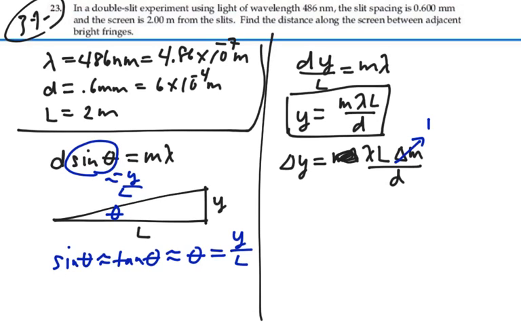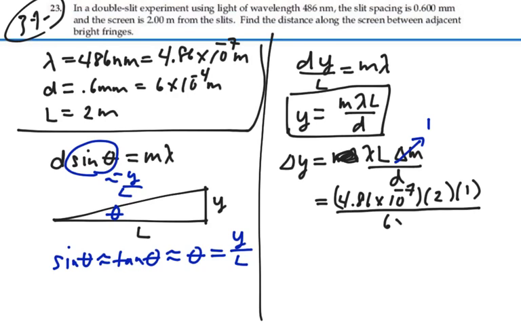So what I have here is the wavelength, 4.86 times 10 to the minus 7, times L, which is 2, times delta m, which is 1, over the slit spacing, which is 6 times 10 to the minus 4, and that's going to give me a distance between adjacent bright fringes equal to what?